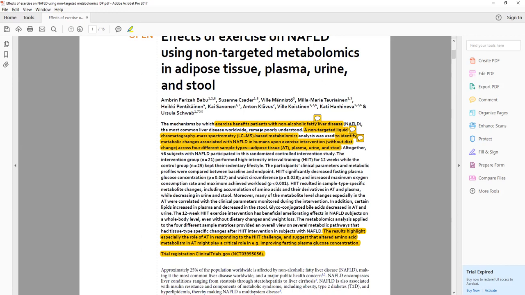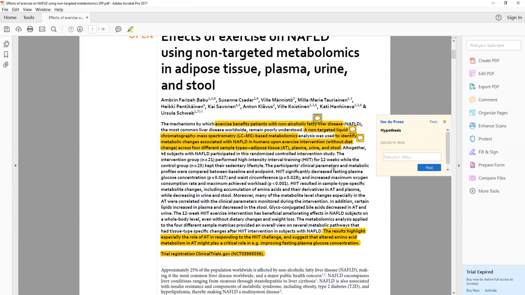So let's look at the abstract. First of all, in your abstract, there's the aim of the study, the approach that you want to follow, and the hypothesis. The hypothesis in this case is that they feel that exercise will benefit patients with non-alcoholic fatty liver disease, NAFLD.